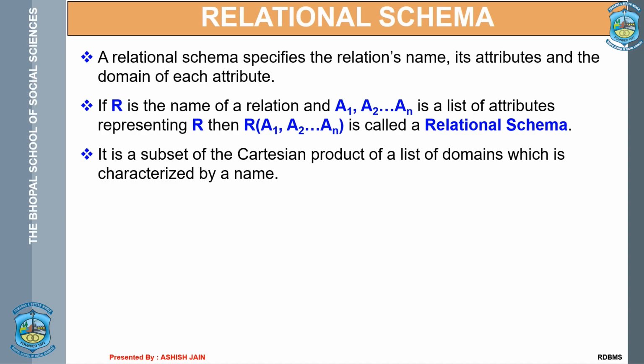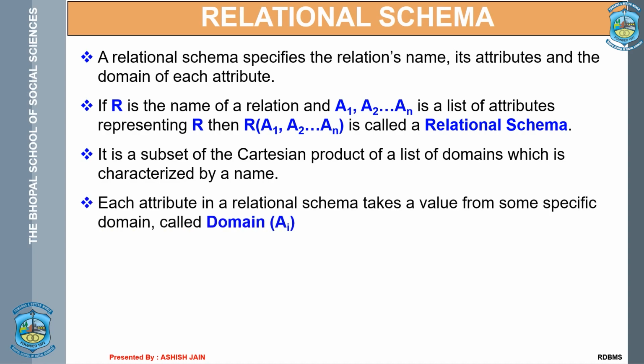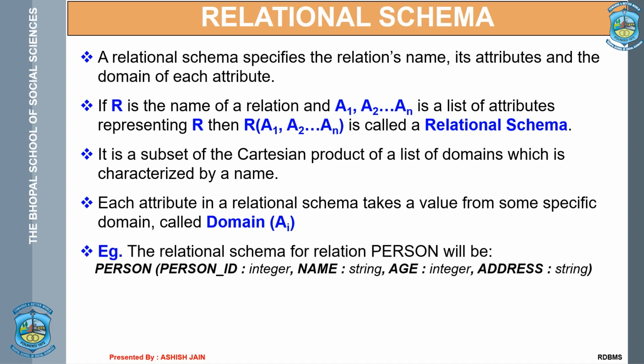We can also say that it is a subset of Cartesian product of a list of domains which is characterized by a name. Cartesian product means the cross product. Each attribute in a relational schema takes a value from some specific domain which is represented as domain of Ai, where i can be any column.